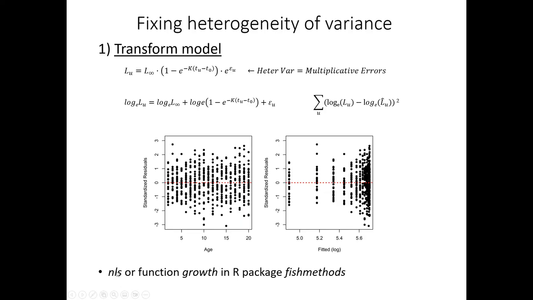You can do this type of thing in the nls function, which I gave you the code for, but also in my FSA methods package, I have a function called growth, where all you have to do is change an argument, and it'll change how the models will fit to your data. So you don't have to transform your data before you put it in the model. So that's available, and I gave you the code for that too.